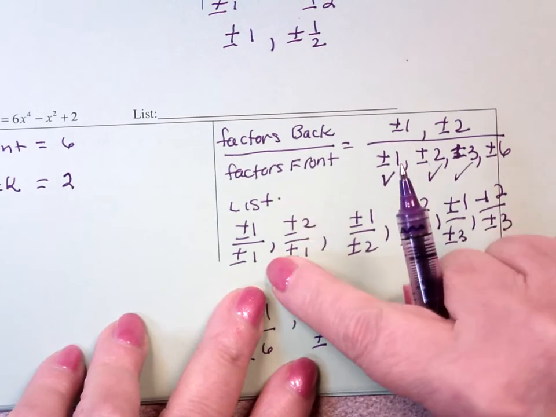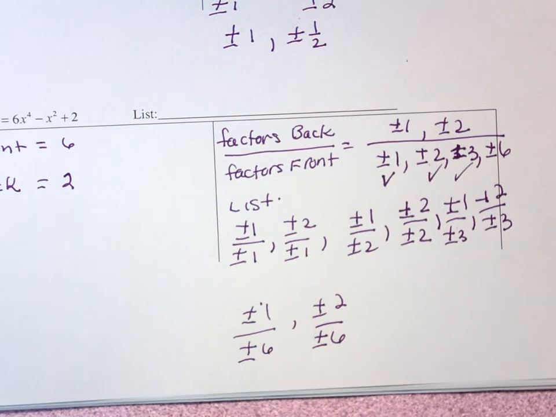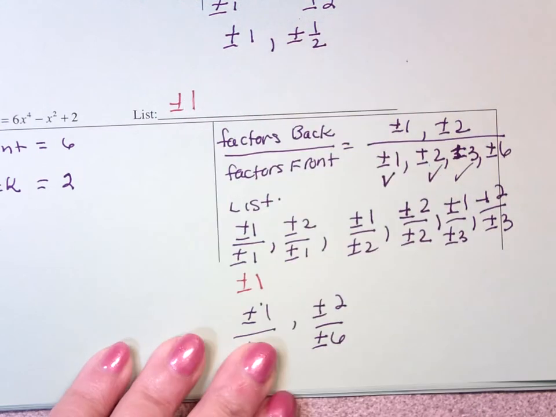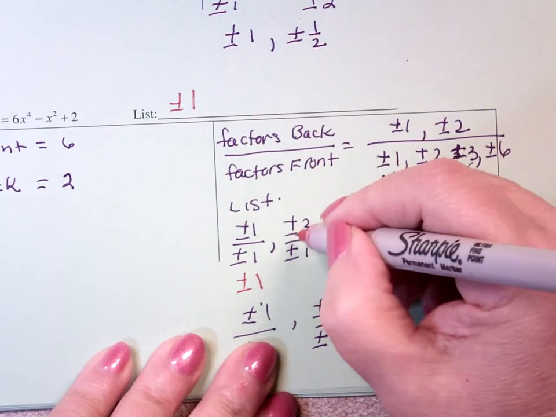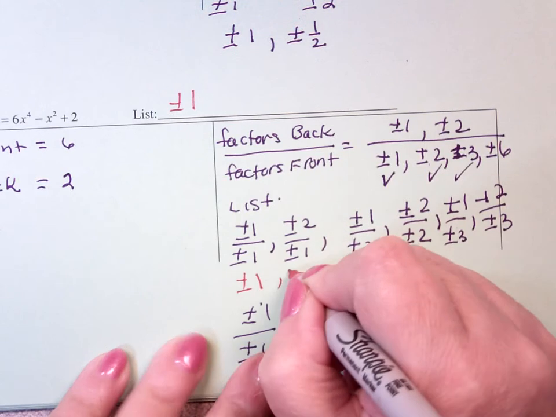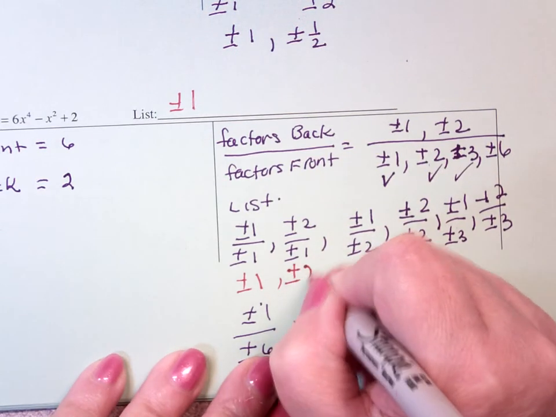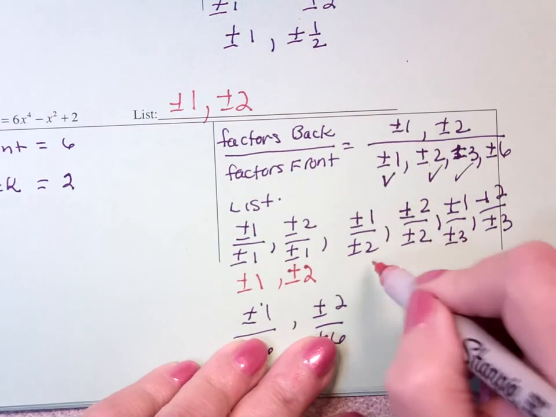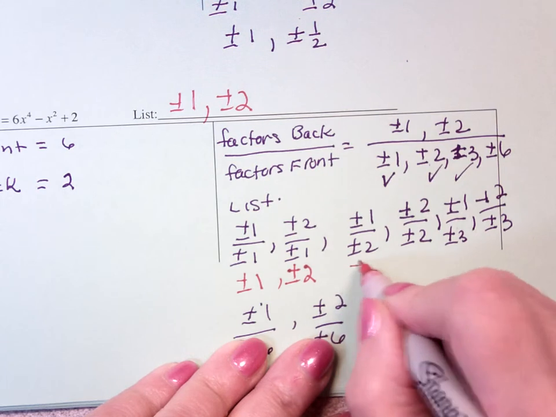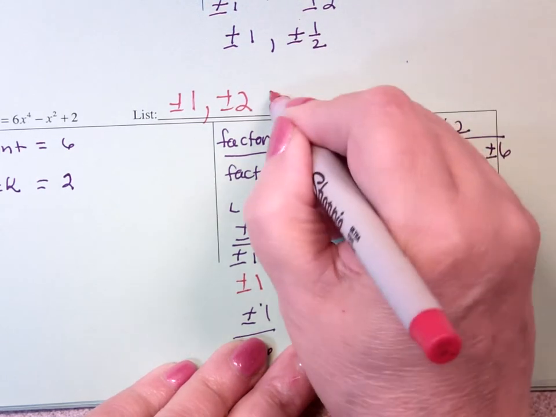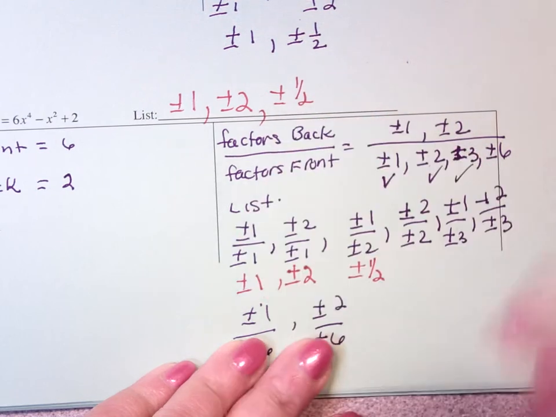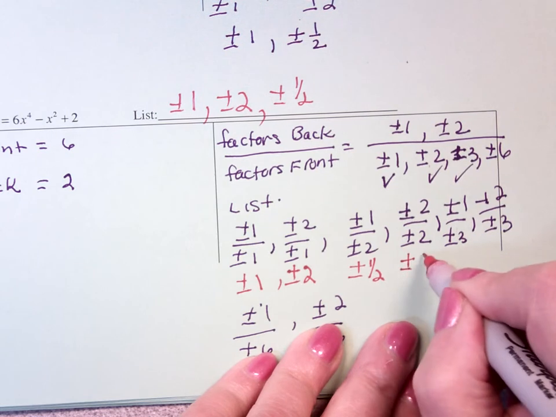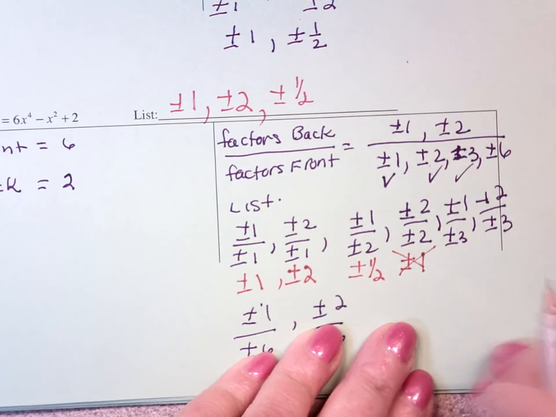Plus or minus 1 divided by plus or minus 1 is plus or minus 1. Plus or minus 2 divided by plus or minus 1 is just plus or minus 2. Plus or minus 1 divided by plus or minus 2 is plus or minus 1/2. Plus or minus 2 divided by plus or minus 2, that's just plus or minus 1. That's already in my list.